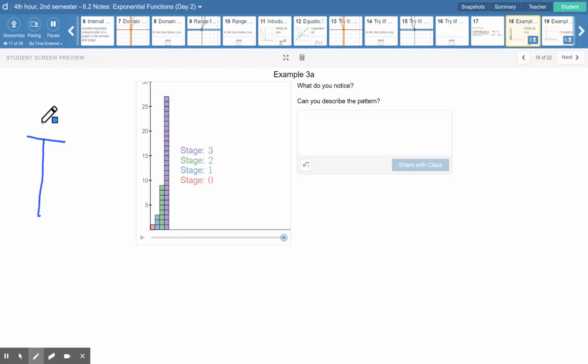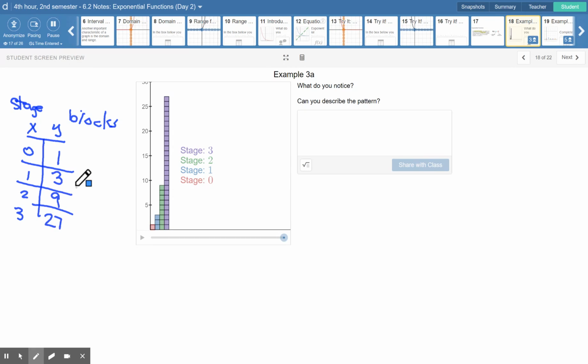So remember, this is all patterns, okay? Let's call this X, let's call this Y. This is the stage, what stage number we're at. So stage 0, 1, 2, 3. And then our Y is how many blocks. So we're starting out with 1 block. Then we're moving to 3 blocks in stage 1, 9 blocks, and then all the way to that purple tower, you're going to have 27. So we're going to use that information in the next slide.